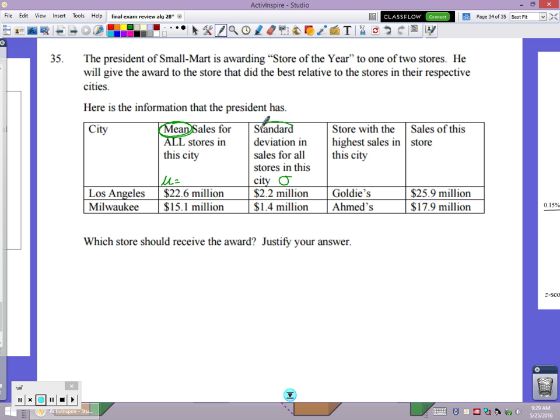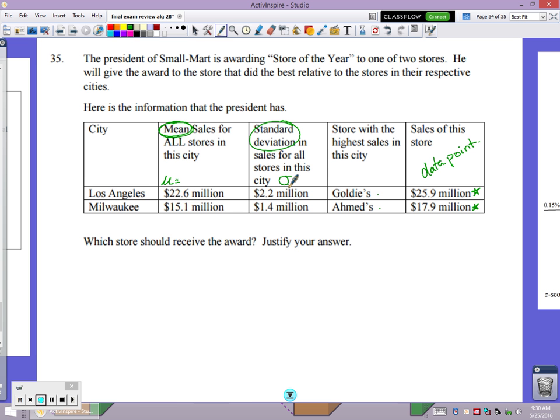Standard deviation in sales for all the stores in the city. So this, again, is standard deviation for LA and for Milwaukee. The store with the highest sales in the city was Goldie's store and Ahmed's store. And the sales for the store was this. This seems like a data point to me, so I'm going to label that data point. So I have a data point, my mean, and my standard deviation, and I want to know, respectively to their cities, who did better. Which store should receive the award?